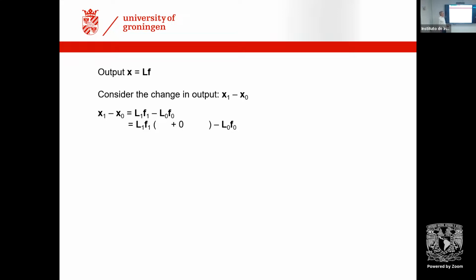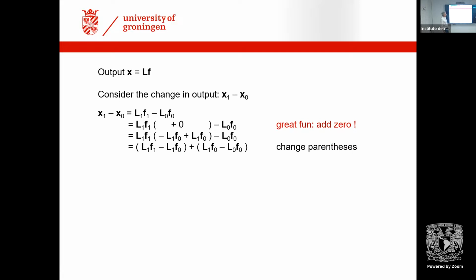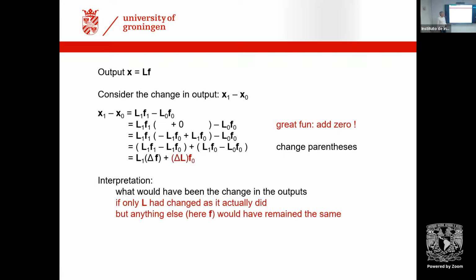Now, what is this 0 in this case? It is L1 F0. And now I'm going to change the parentheses here and here. This gives me L1 times (F1 minus F0), and this part gives me (L1 minus L0) times F0. So there we have a decomposition.